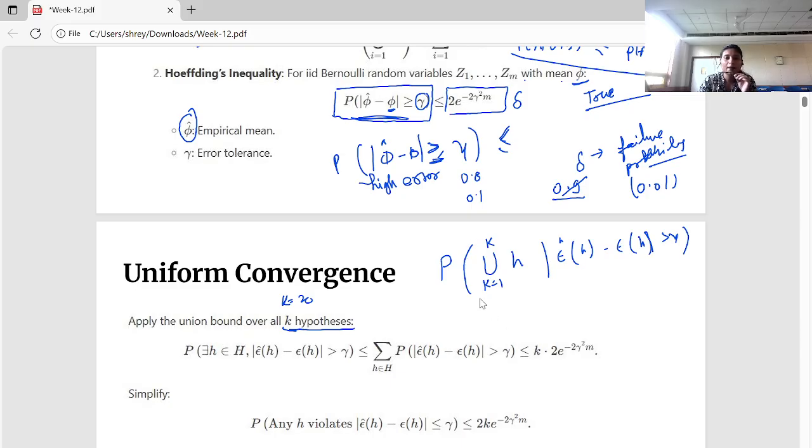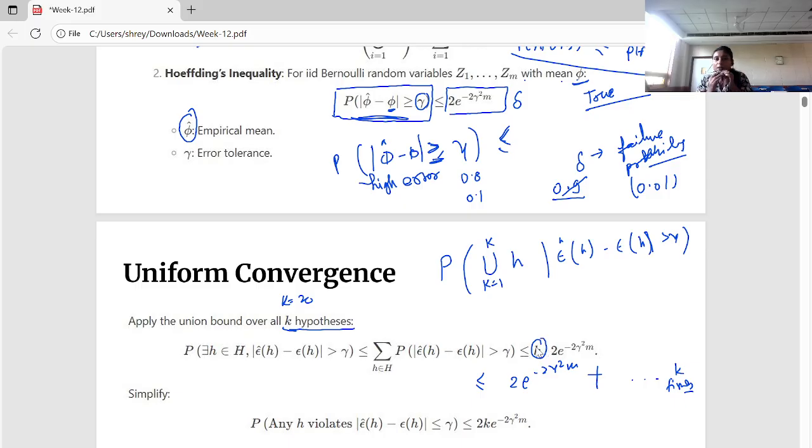For hypothesis 1, the formulation will be less than or equal to 2e^(-2γ²m). For the second also it will be like this. The third also. So how many times are you going to add this? K times, because there are K hypotheses. And there is no parameter here which depends on any other variable, so we can just combine it. It is repeating K times, so that's why it is multiplied by K.